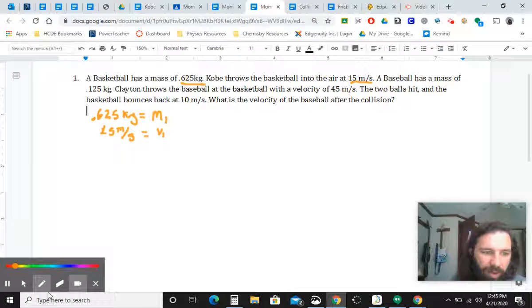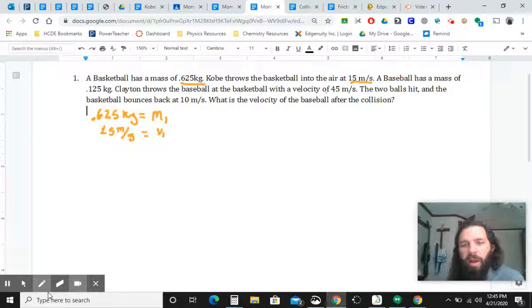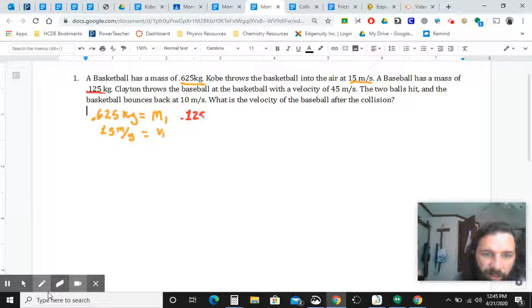Now we also have a baseball. So I'm going to use red to represent my baseball because they have the little red stitches on them. So the baseball has a mass of 0.125 kilograms. So I'll write that right here, 0.125 kilograms. And that's going to be mass 2, because that's the second object, right?